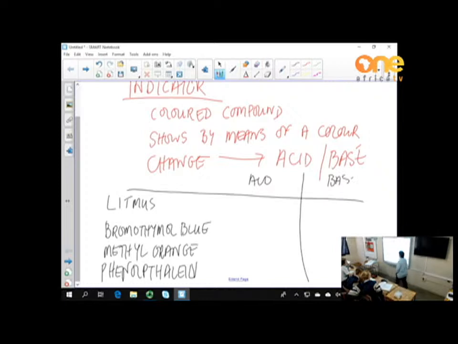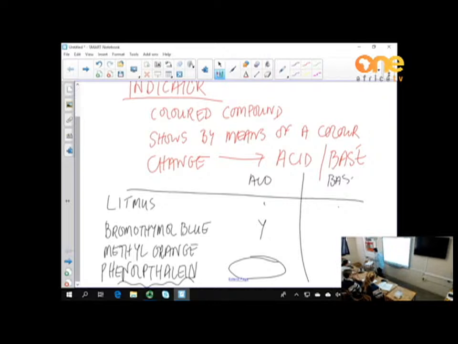Okay, so just generally, litmus in an acid is red. In a base, blue. Bromothymol blue in an acid is yellow. And in a base it is blue. Methyl orange in an acid is red. And in a base, orange. Phenolphthalein in an acid is colorless. And in a base it's a nice bright pink.